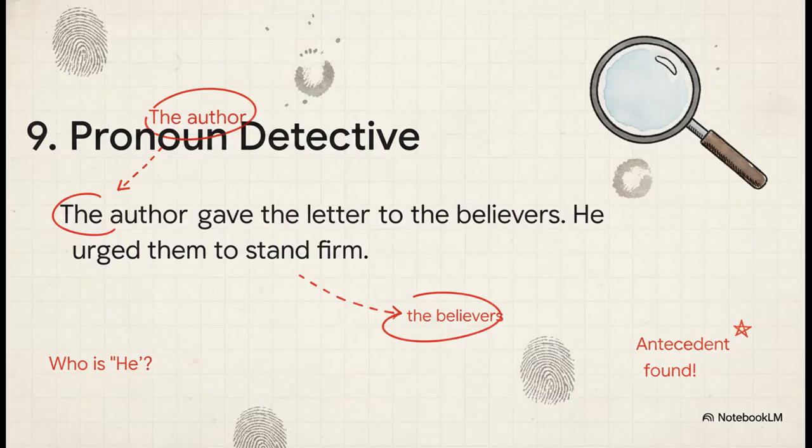And our last grammar clue is the pronoun. Words like he, they, it, they're just shortcuts. So a detective's job is to trace that shortcut back to the original person or thing it's talking about. Because if you don't know who he or us is, the whole sentence can just fall apart.